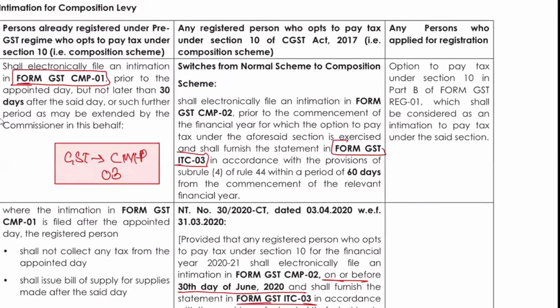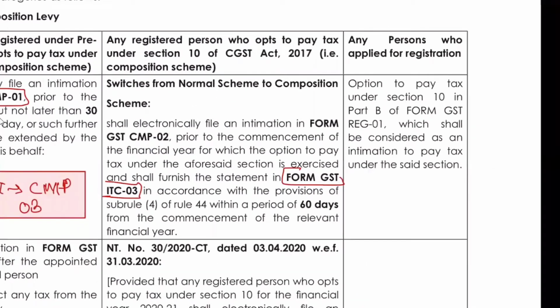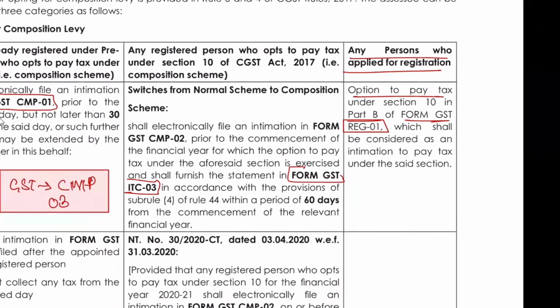Any person who applied for registration, meaning registering for the first time and opting to pay tax under the composition scheme, will fill part B of form GST REG 01. So that's all that is needed.